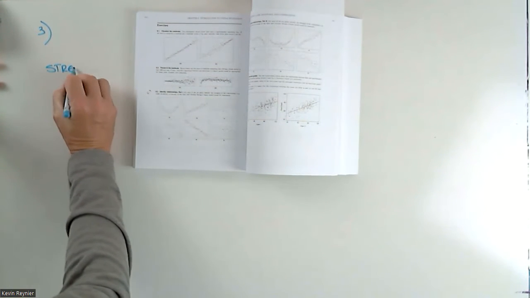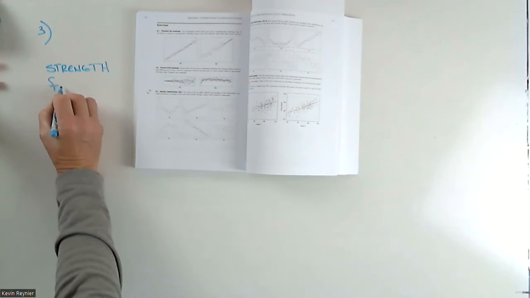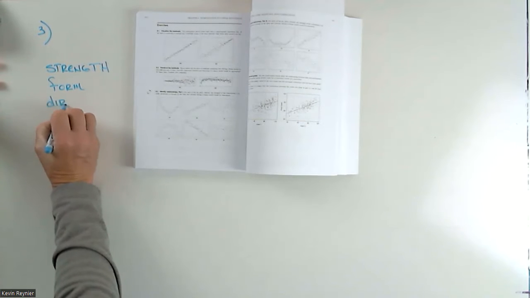Okay, so those are the kinds of descriptions we expect you to utilize when discussing the strength of a relationship and the direction of a relationship and the form, right? Those are our words. Remember, when we're talking about a scatter plot, we want to talk about strength, form, and direction.